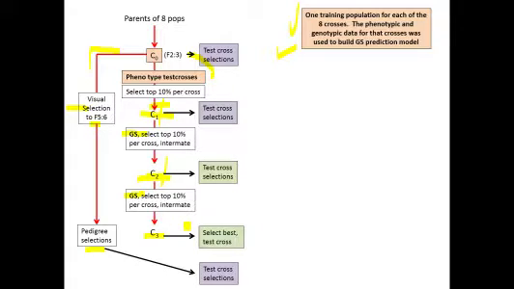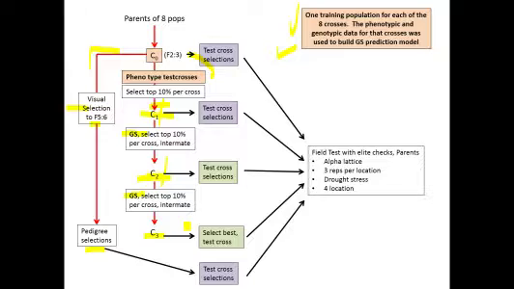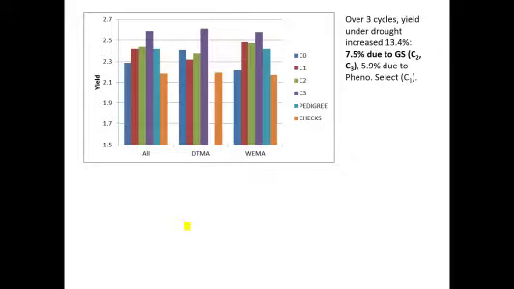To assess this, they take those selected individuals, they do the test cross with each of those, and those test crosses are then phenotyped as described here in this box. And let's see what the results were. Over 3 cycles of selection, which includes 1 cycle of phenotypic selection followed by 2 cycles of genomic selection, yield under drought was increased by 13.4%. Of that 13.4%, 7.5% was due to genomic selection, which was done in cycle 2s and cycle 3s, and 5.9% was due to cycle 1 of phenotypic selection.